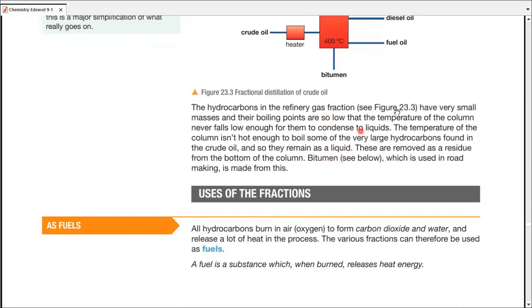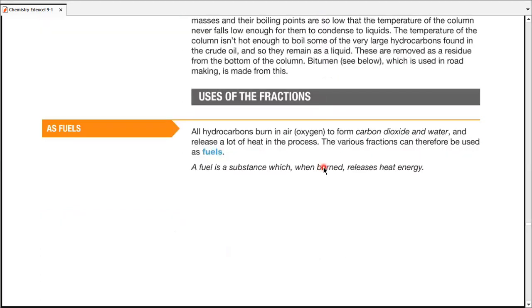So I've already explained this part. Smaller the mass, lower the boiling point, and higher they're going to get up towards the fractionating column, towards its higher or top side. There are some cases in which we cannot condense them into liquids. Those are refinery gases. There are cases in which we can't even boil them at 400 degrees centigrade temperature. That is bitumen, right? So after finalizing all of this, let's study the uses of these fractions.